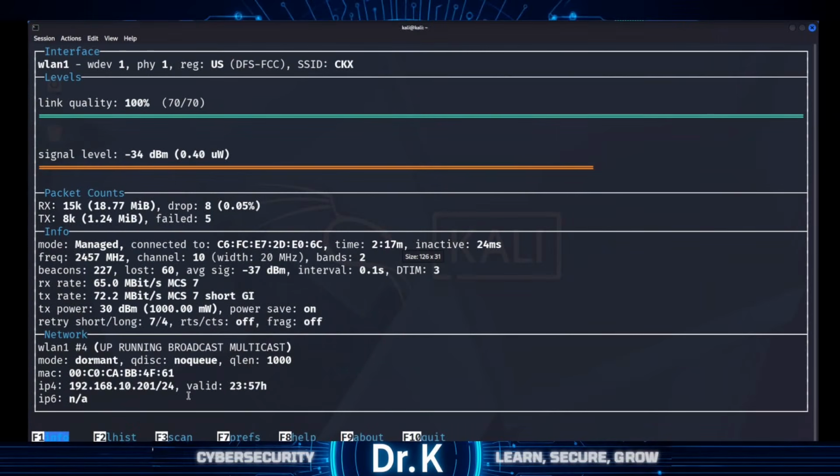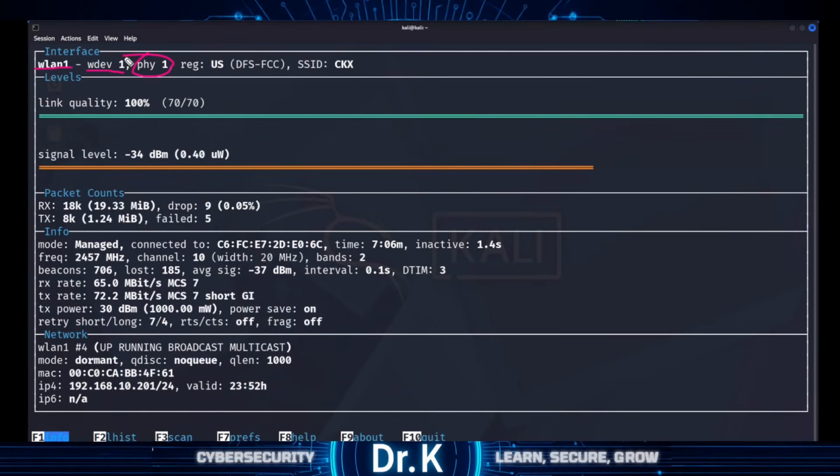Let me minimize this a little bit so we can see what's going on here. Now, there is some decent information that's already coming over our online feed here. Let's start with the obvious right here. We know we're on wlan1 as opposed to wlan0. This just means that the interface that we're monitoring right now is wlan1. We can see our wdev1, and that's the device identifier used internally by Linux. Then we have that phy1. This is the physical radio. If you have multiple Wi-Fi adapters, each will have its own PHY, this physical number.